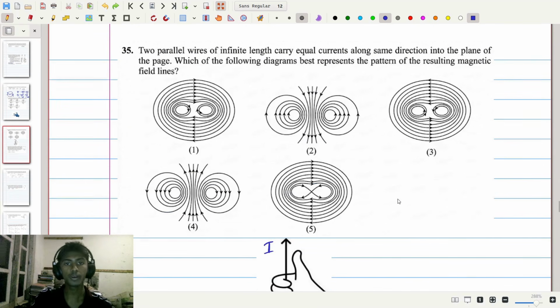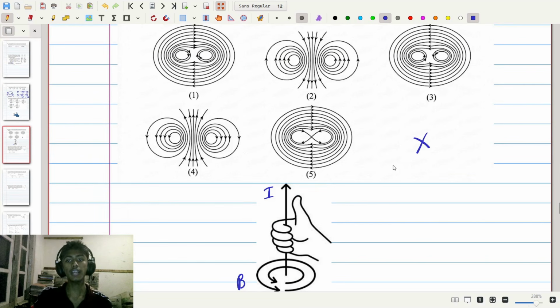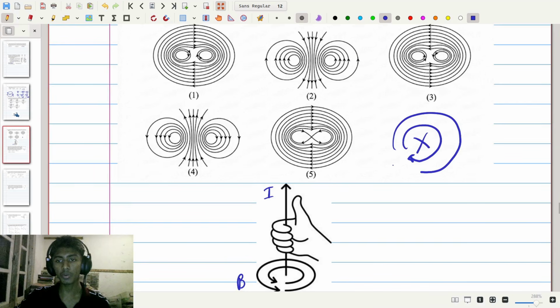Now in the question, we are told that we have infinite length wires that are carrying currents in the same direction into the plane of the page. So we have to consider wires that are going with currents into the page like this. Now to consider that, let's take our hand and take our thumbs, point them inward into the page, curl our fingers and look at the direction. Now if you do that, you will see your fingers curl clockwise around the X, and therefore the magnetic fields will be curling clockwise like this around the wire.